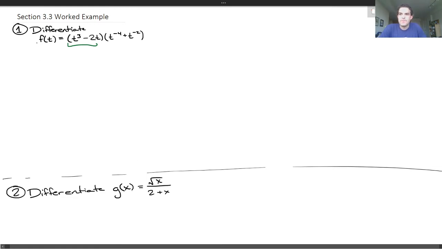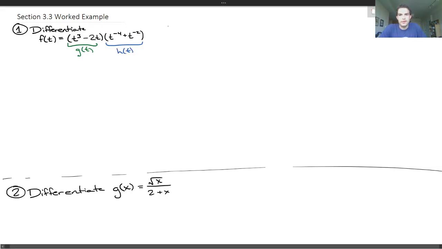Here I'm going to set up the product rule, give these two bits of my function names. So this is f of t equals t cubed minus 2t. I'll call that g of t. And this bit here, t to the negative 4 plus t to the negative 2, I'll call h of t.